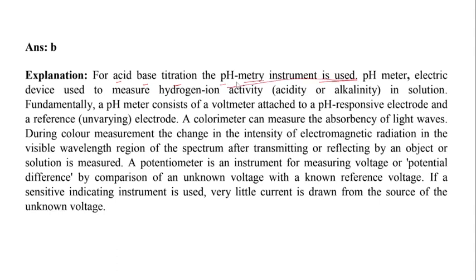Initially it is only acid, so the pH will be lower, less than 7, and when you are adding base, the pH will rise. So the pH meter will be used for this purpose. A pH meter is an electric device used in measurement of hydrogen ion activity. It uses a glass electrode.